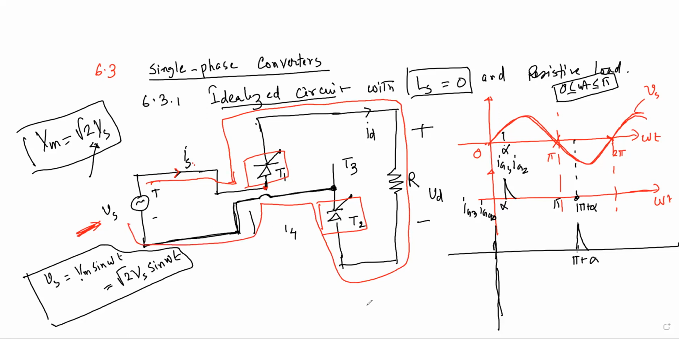So now my question to you: from 0 to alpha, what will be the switching condition of T1 and T2? Sir, they will be off. They will be off, right? Yes, sir. So if they are off, then there will be no current. Then what will be our output voltage? Zero. Right, zero. Then at omega t equal to alpha, say 30 degrees for example, we have applied the pulse.